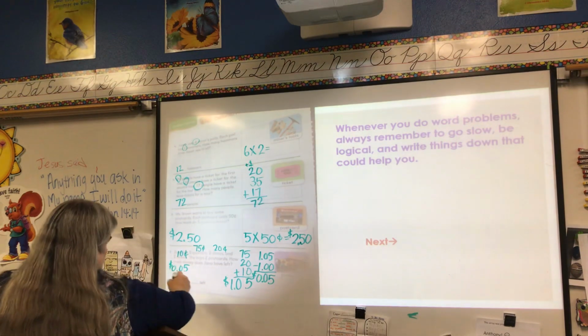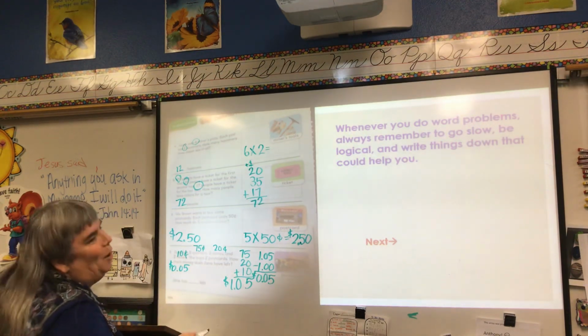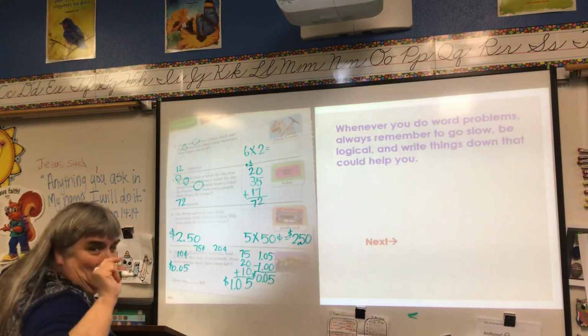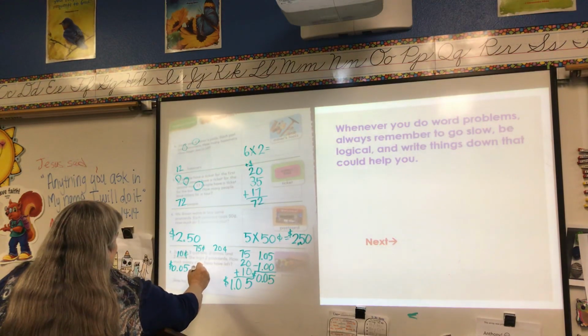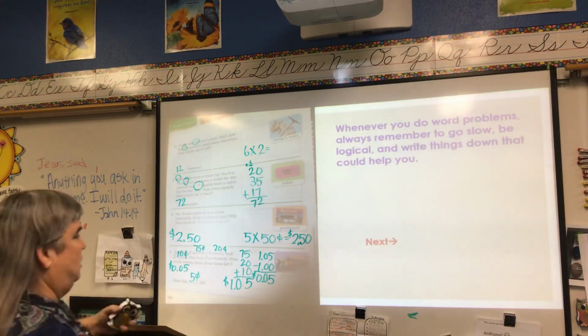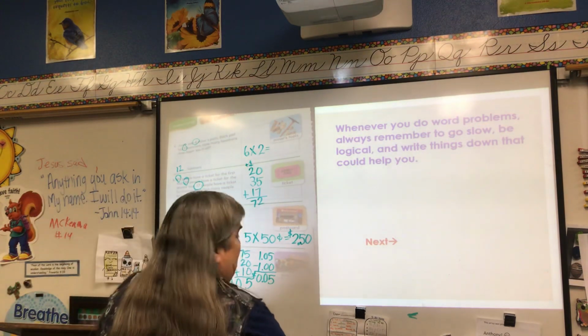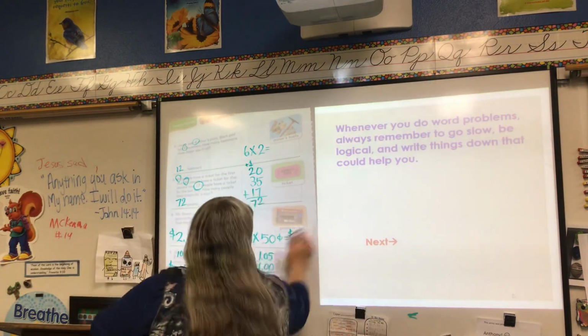$0.05 or 5 cents. When we have just a small amount of pennies, the easiest way of doing it is like that. So 5 cents is what's left. Okay, 1 second, I have to erase.